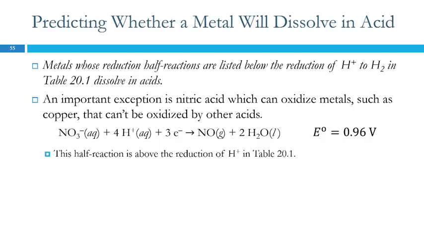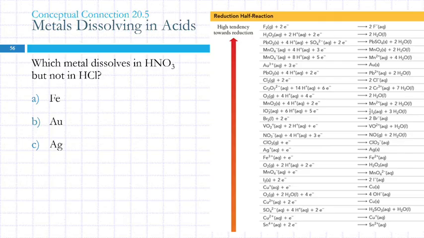There's one exception that we need to understand, and that's nitric acid. Nitric acid can oxidize metals like copper that other acids can't, and that's because the nitrate is also participating. So copper can be dissolved in nitric acid, it can't be dissolved in hydrochloric acid. Gold can be dissolved in it too, but HCl won't dissolve gold. So which metal dissolves in nitric acid but not hydrochloric acid?